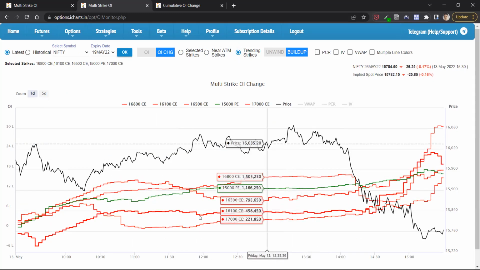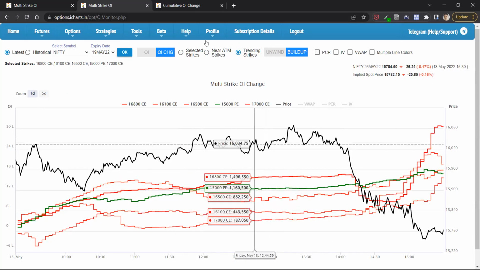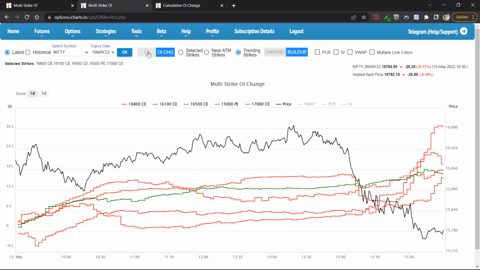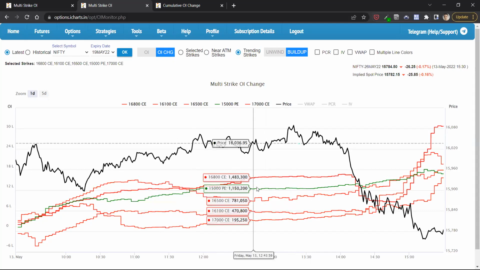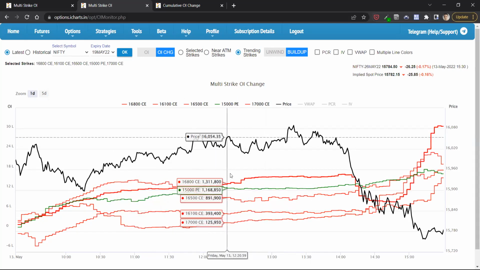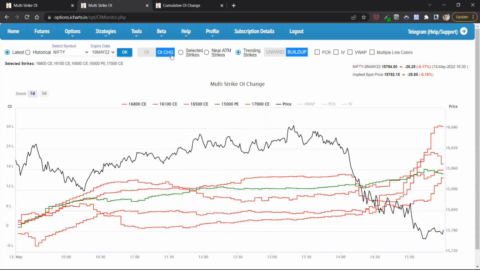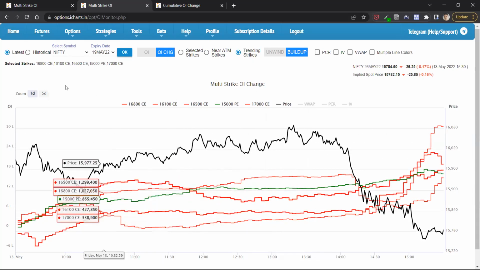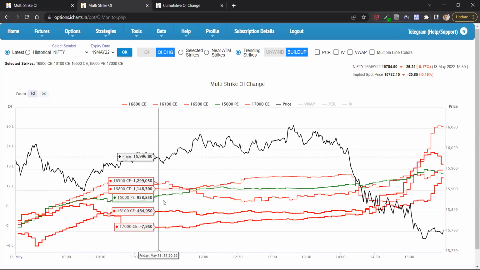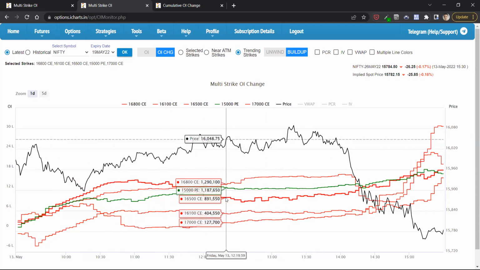So whatever are the current leading OI changes. I have selected OI change here. You can even look at OI if you want. OI change is what generally people like to look at because that gives you a more dynamic picture. So OI change is selected here, and we have selected build up here and trending. So the top 5 trending strikes' OI change will automatically get selected here, and they'll be plotted over here.